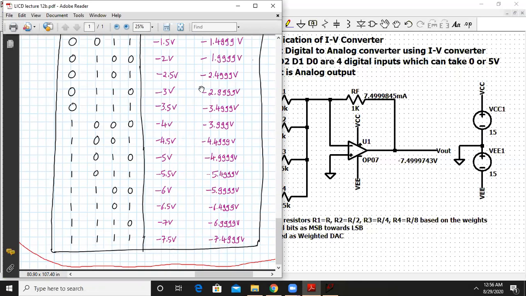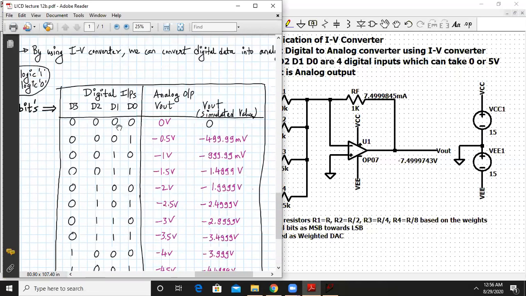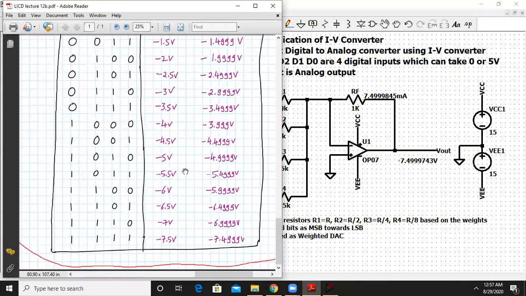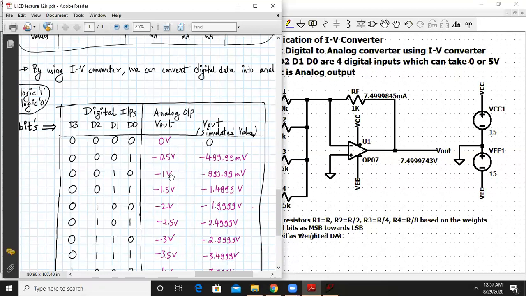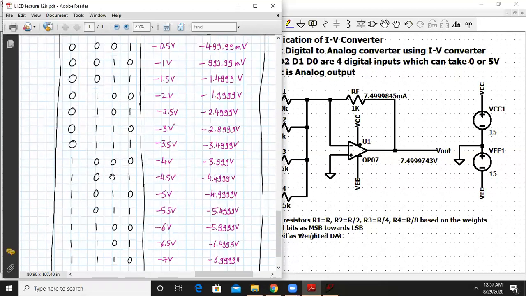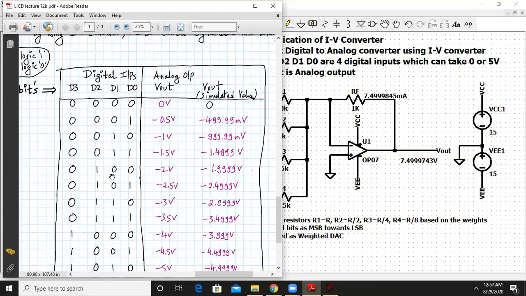So it's correct. And as you can see, for every 1 bit change, our analog output is changing by 0.5 volts. That is basically the increment step, the step size over here. So every one change in the value of the binary digital bit, we have a 0.5 increase in analog. As you can see clearly, the analog can assume any value from 0 to minus 7.5, whereas the digital inputs will have either 0 or 1 for these unique combinations.